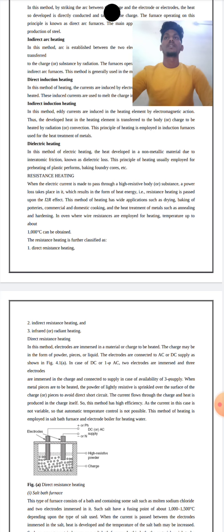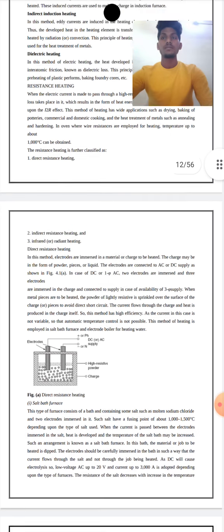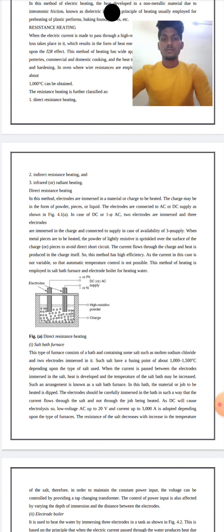Resistance heating is further classified into three types. First one, direct resistance heating. Second one, indirect resistance heating. Third one, infrared radiant heating. Direct resistance heating. In this method, electrodes are immersed in the material to be heated. The material may be a powder or a liquid. The electrodes are connected to an AC or DC supply, as shown in the figure.